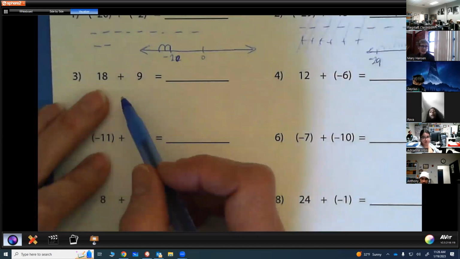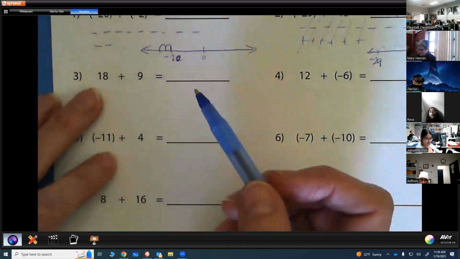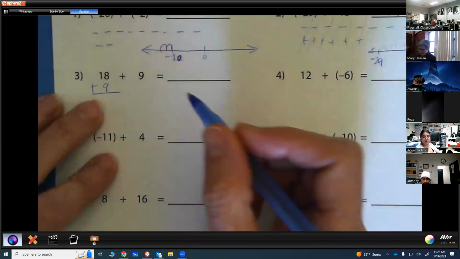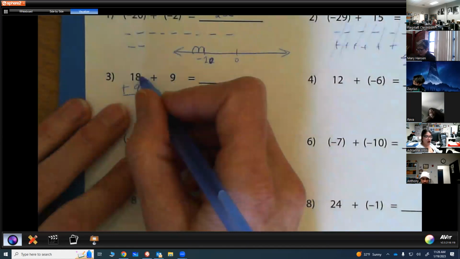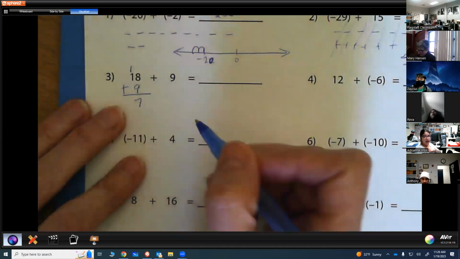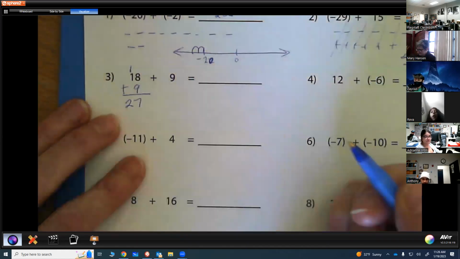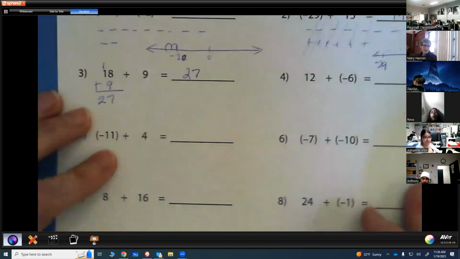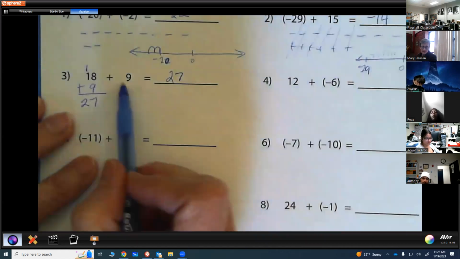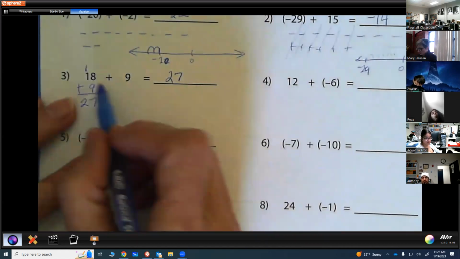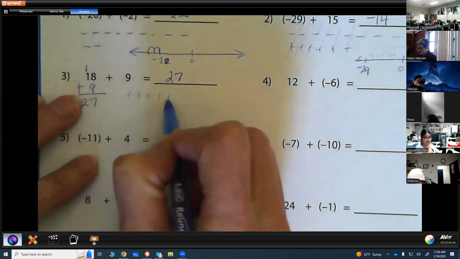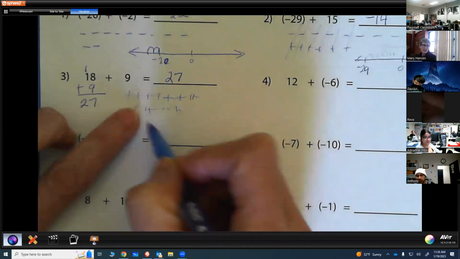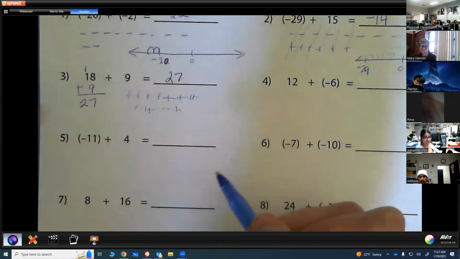All right, 18 and 9 got 2 positives, so I'm just going to add those together. If you can't add those in your head, you can do your old-fashioned arithmetic. 8 plus 9 is 17, carry the 1, and I end up with 27. And it's positive because both of my numbers are positive. Again, if I was doing the charge model, I'd be doing 18 pluses and then 9 more pluses. So I know that I'm just going to have a whole lot of pluses. Nothing's going to cancel, and so I add together the 2 numbers.